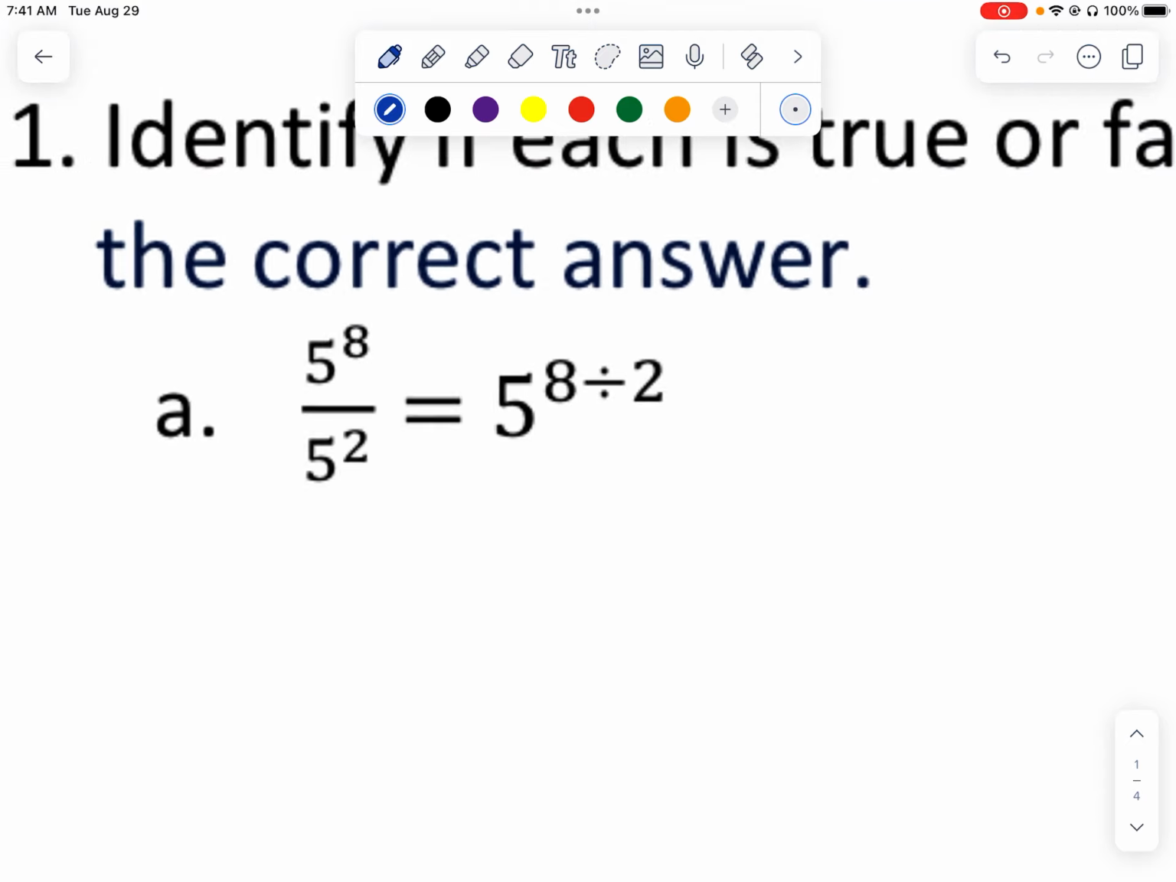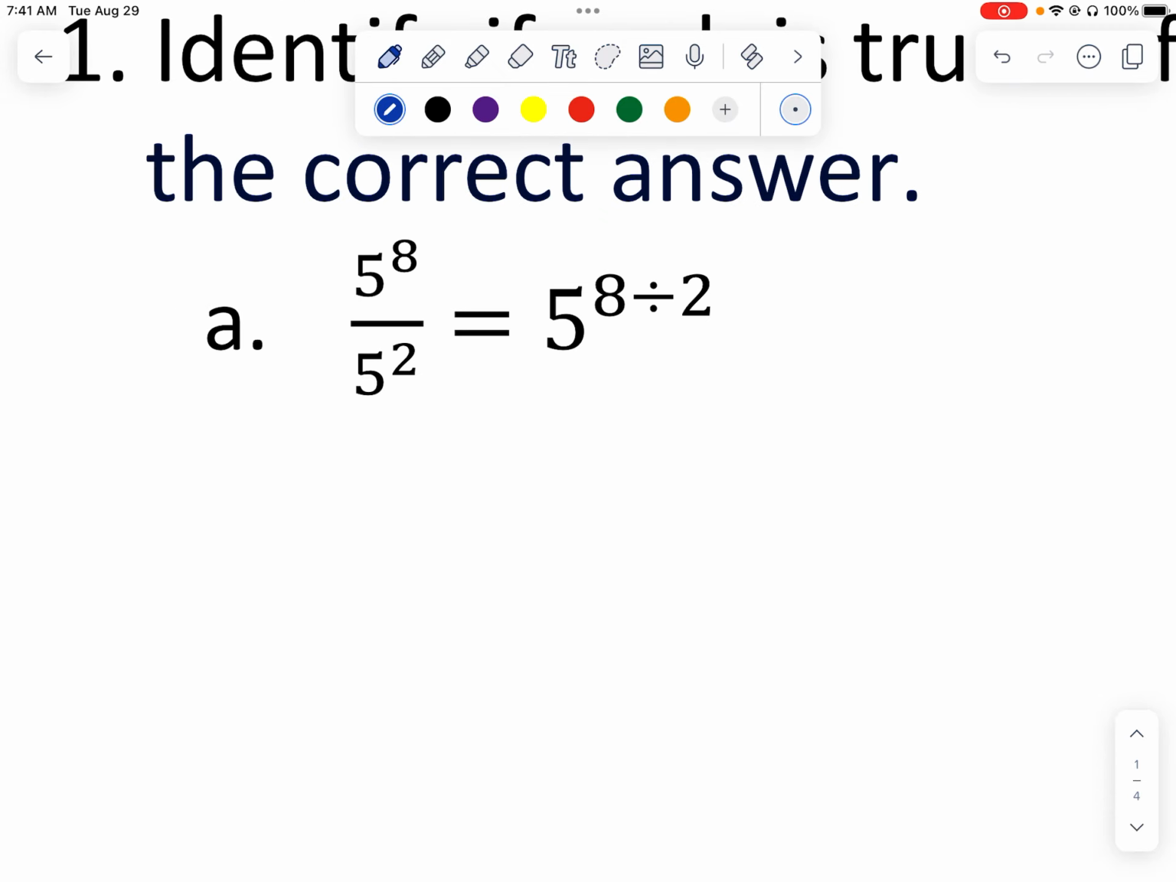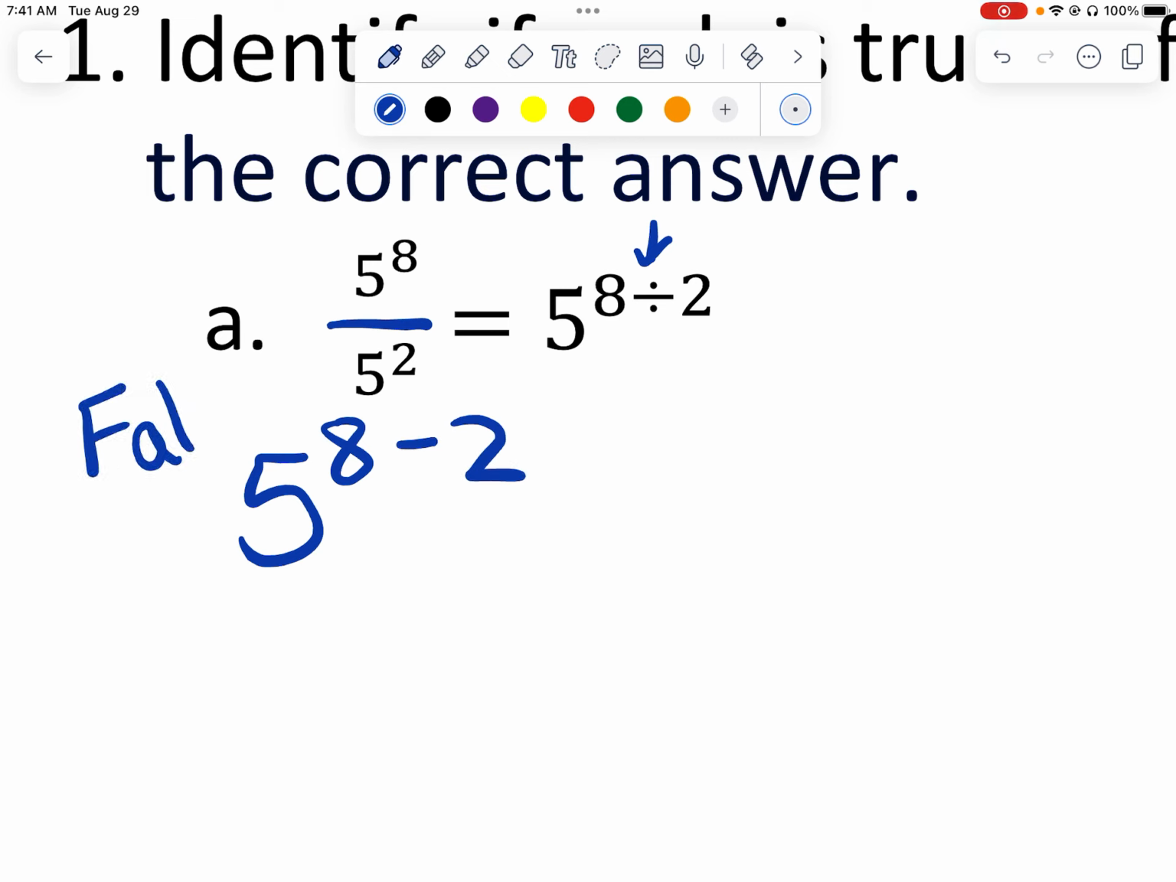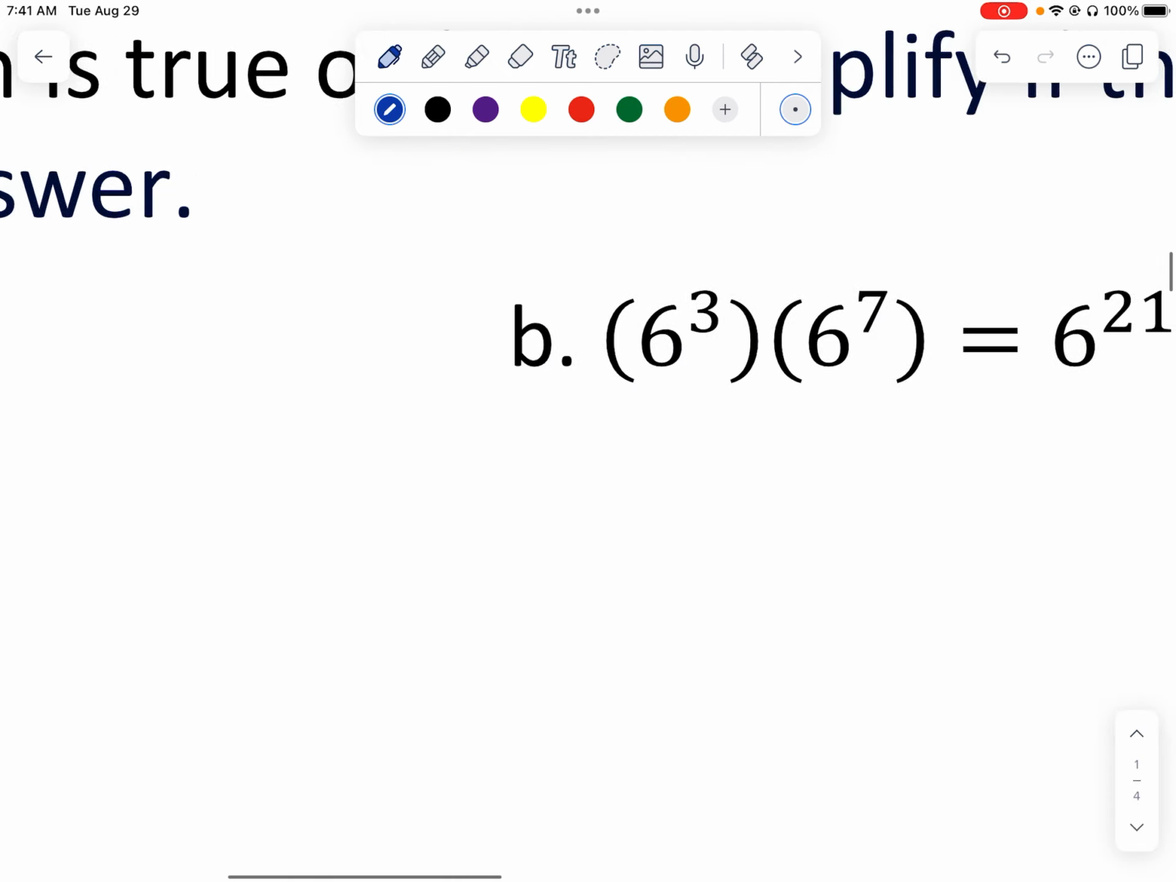So looking here, the bases are the same. We've got a division symbol here, but we're dividing the exponents. We don't divide the exponents, we actually subtract the exponents. So this would have been false. So let's make it correct. So 5 to the 6th power is what it should have been.